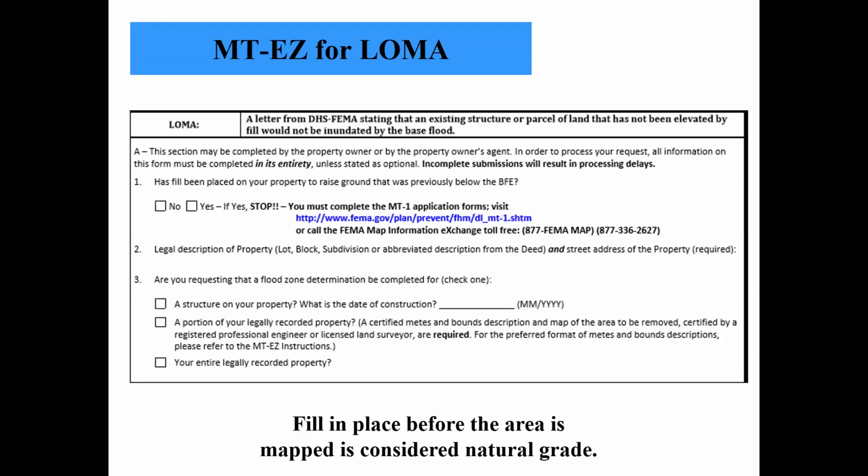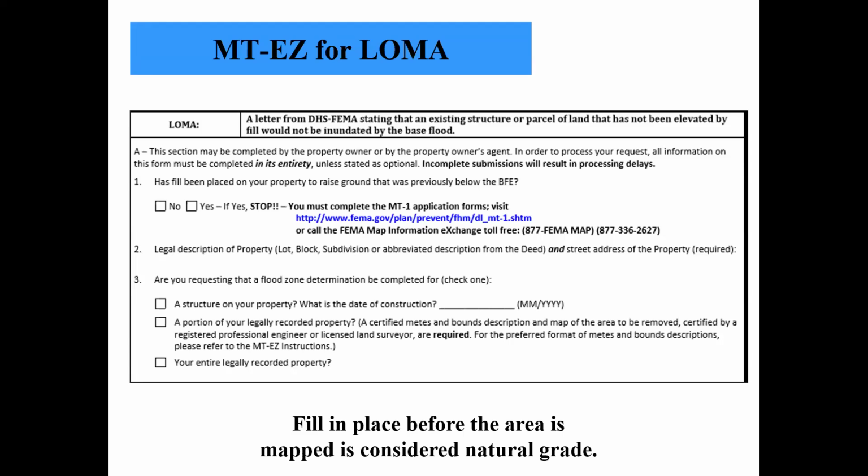And so the second part is the legal description, the second question. So you'd put the address. For rural properties, sometimes there is not an exact address, like an NG 911 address. And so you can use the legal descriptions. You can also use an abbreviated description. So you can just make sure that it matches the deed for that property. And then are you requesting that a flood zone determination be completed for what?